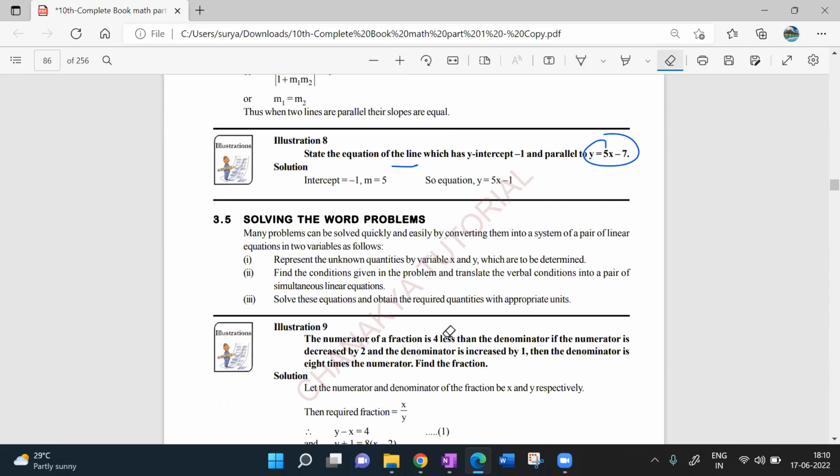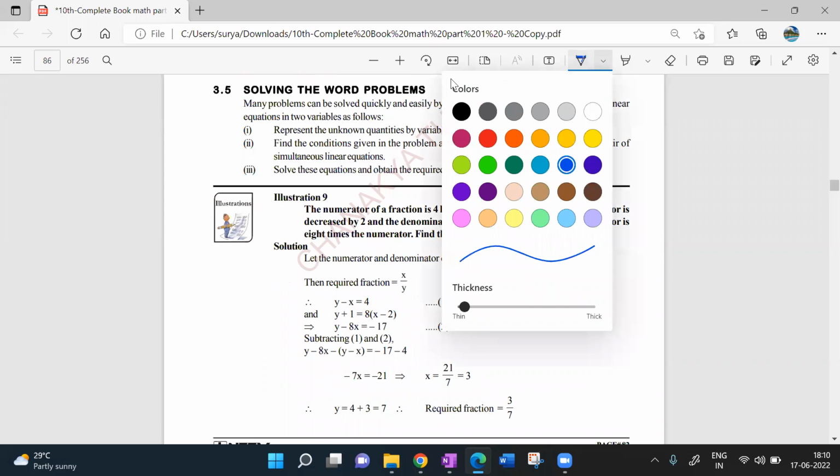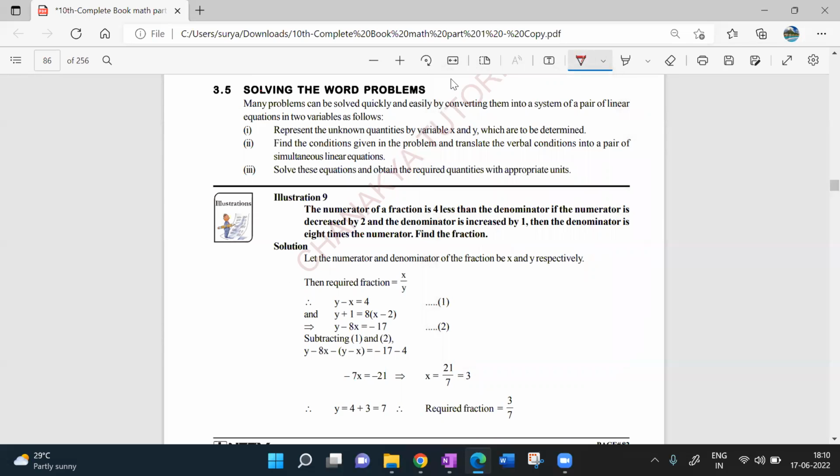Okay. So now what we do in today's class is we will solve the word problems. So solving word problems, how can we make that actually? Okay. So many problems can be solved quickly and easily by converting them into a system of a pair of linear equations in two variables as follows. Represent unknown quantities by variables x and y, which are to be determined.